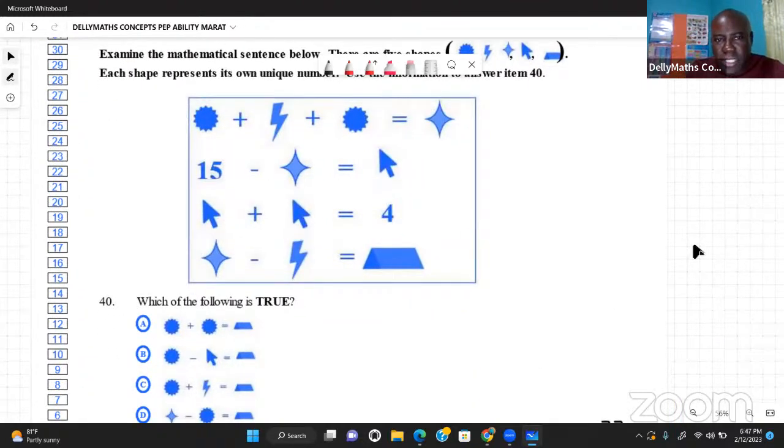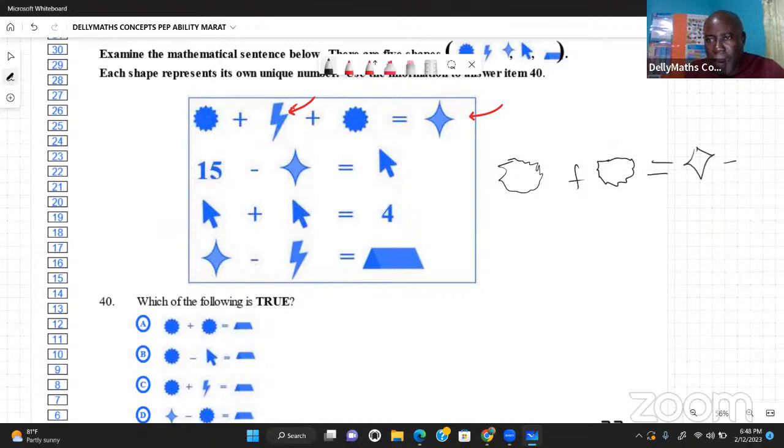Listen, do you notice that if you take the lightning from the star, I'm going to get this. If I take the lightning from the star, I'm going to have sun plus sun equal star minus lightning, right? Don't hate on my lightning there. Let me try to, you know what? I'm going to let it look a little better. Let me see if I could find it. Lightning. All right.